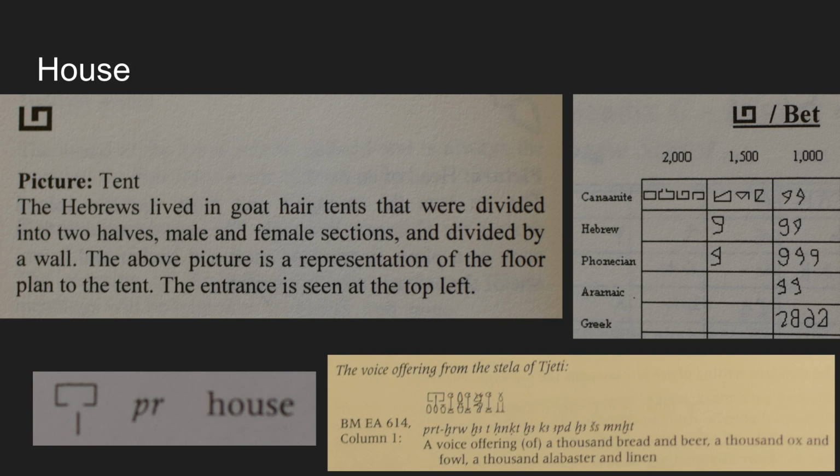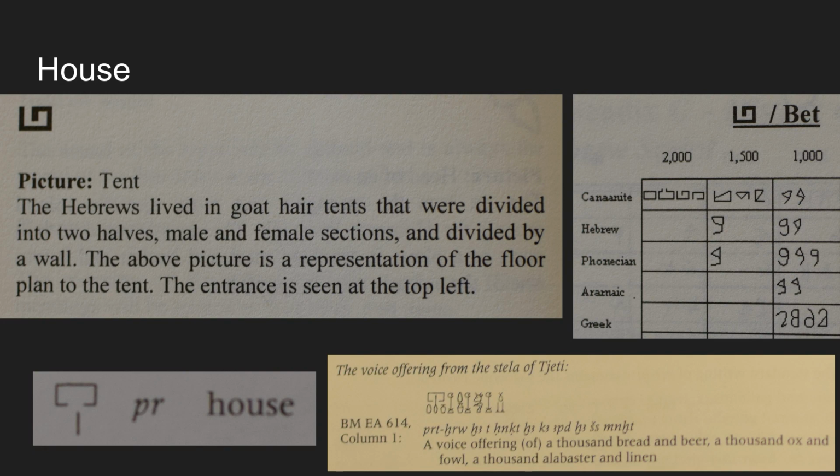Another symbol that is commonly used is the symbol for house. It usually looks more like the Egyptian variant, where you have the rectangle and the opening on the bottom. However, in the Michigan tablets, usually the opening's on the top, but not always. Sometimes it is on the bottom.